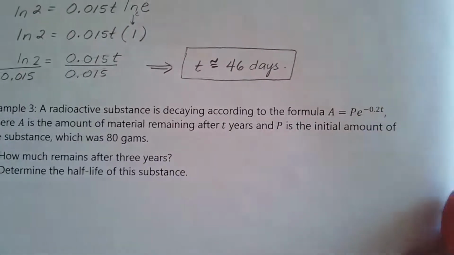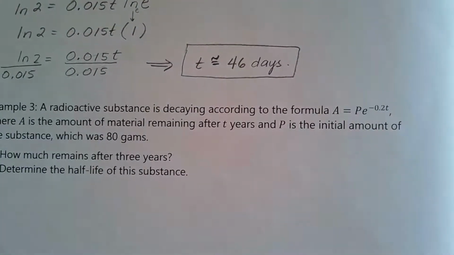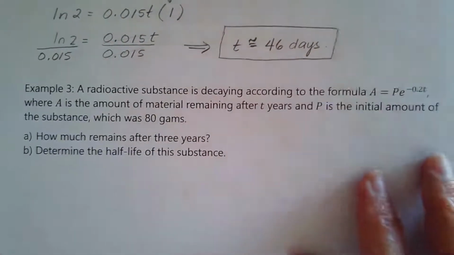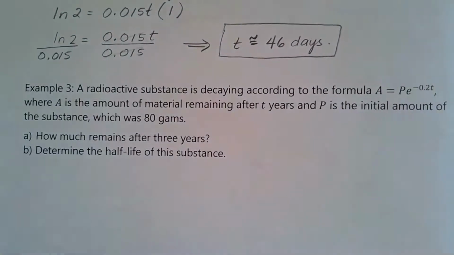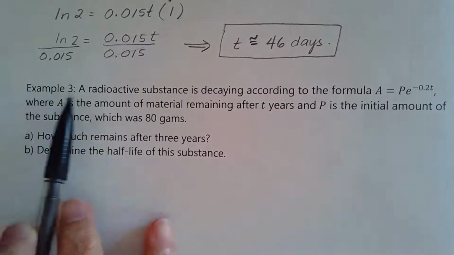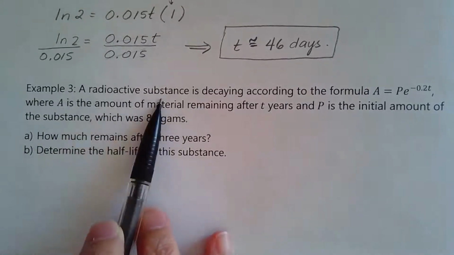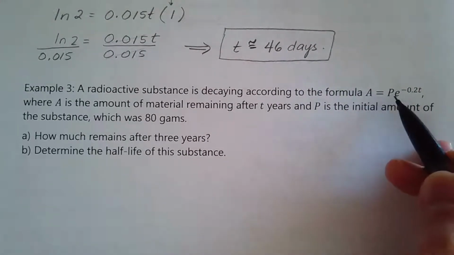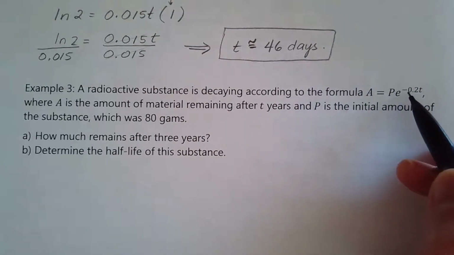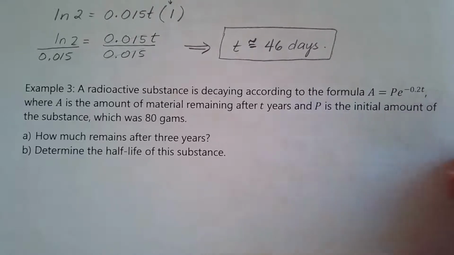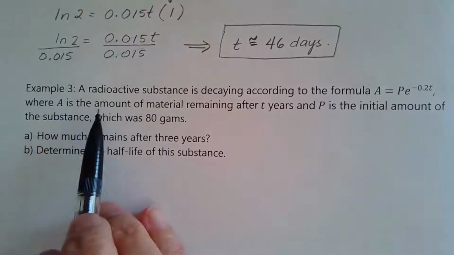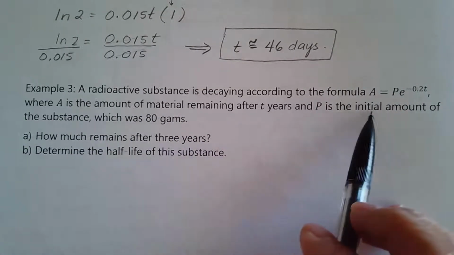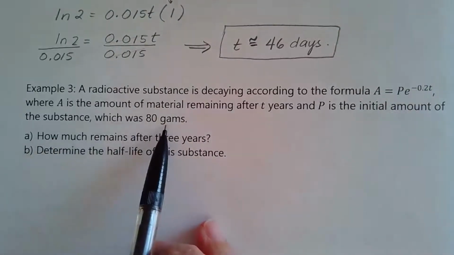Okay, so we're on example number 3. Let's read it first, and then we'll go on from there. This is going to be interesting. So example 3: a radioactive substance is decaying according to the formula A equals P times e to the negative 0.2t, where A is the amount of material remaining after t years, and P is the initial amount of substance, which was 80 grams.